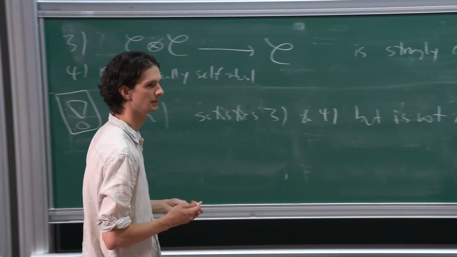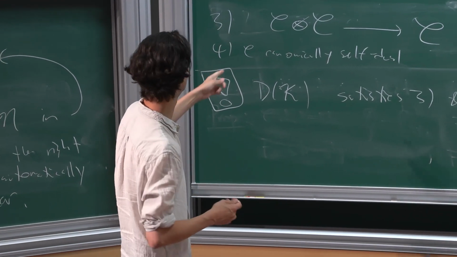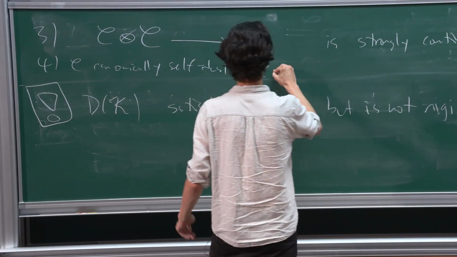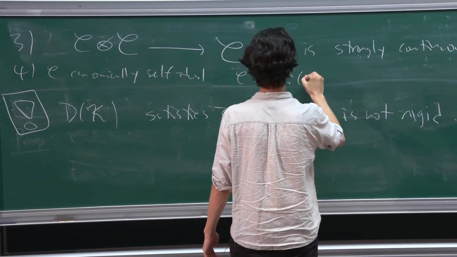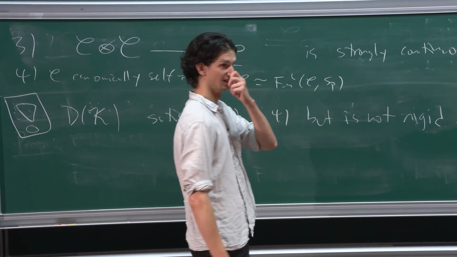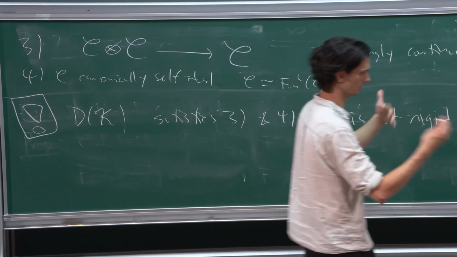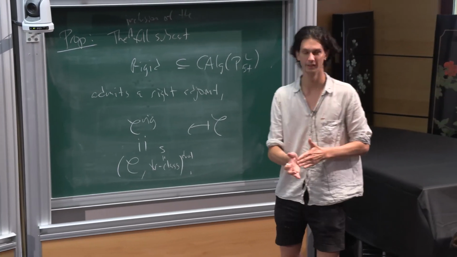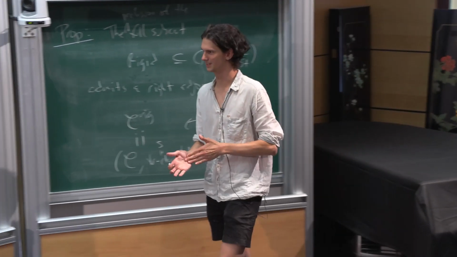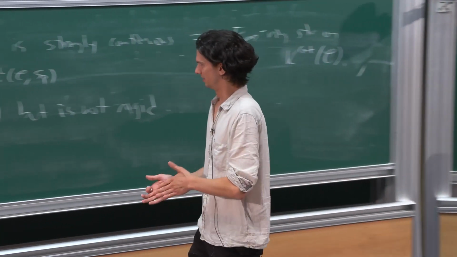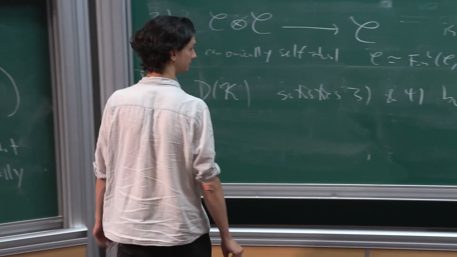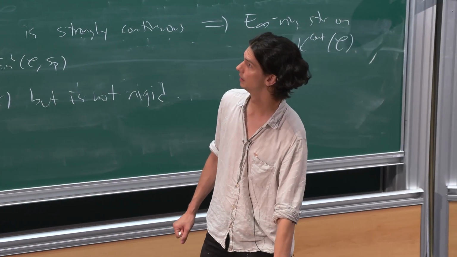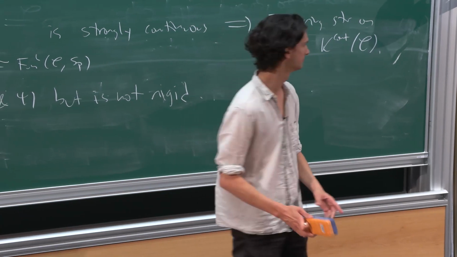And in property number 4, where you say C is canonical self-dual? Yeah, that's in the sense that C is isomorphic to Fun L of C to spectra. And this is the dual of C in the Lurie tensor product symmetric monoidal structure. Yeah. And by the way, you didn't require them to be stable. I meant to. Thank you.